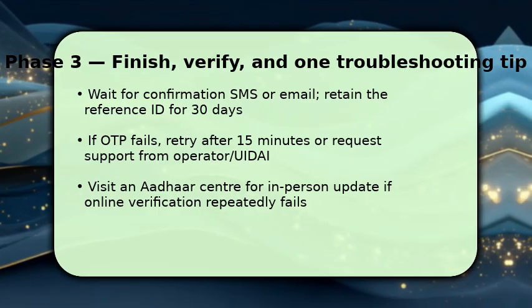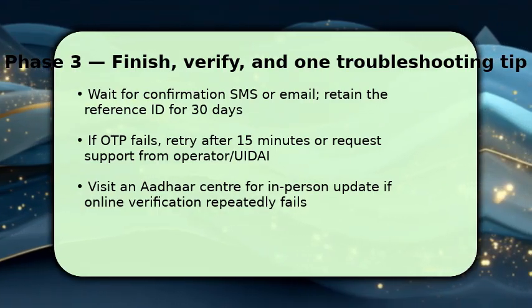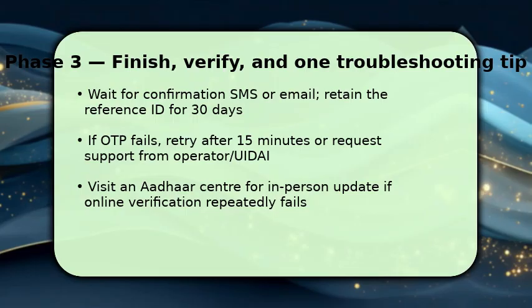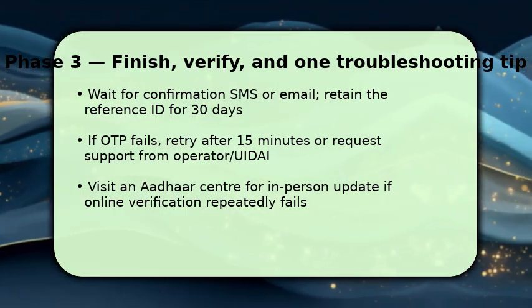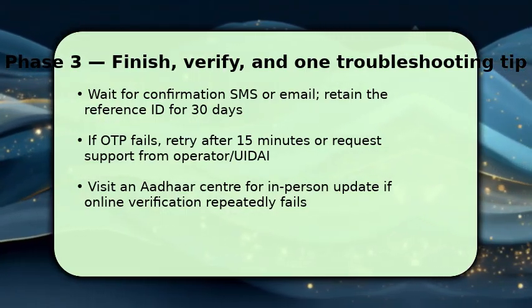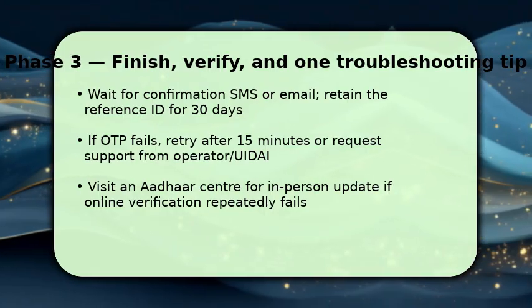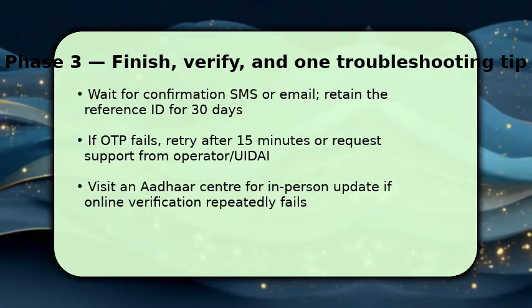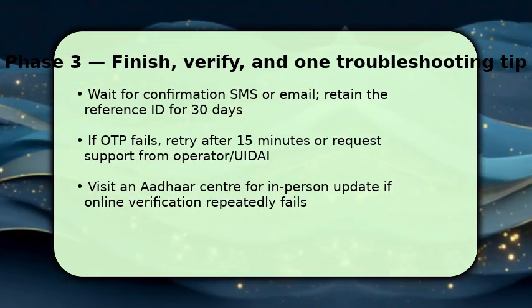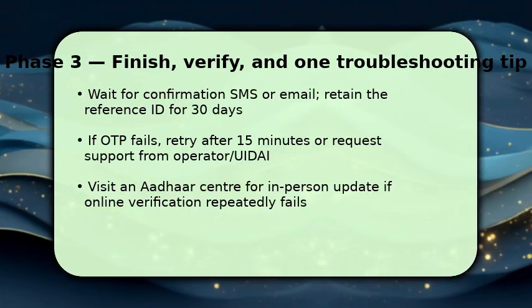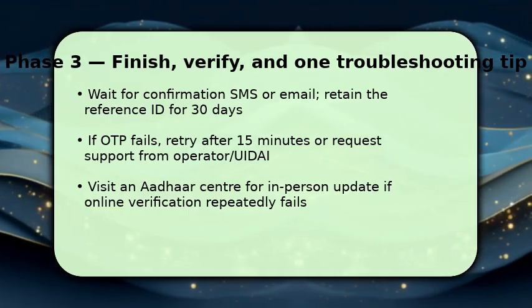If you don't get a confirmation, use the reference ID to check status on the portal and make sure the SMS came from the official sender. If OTPs fail repeatedly, try again after a short interval, restart your device, and contact the operator or UID helpline. If online methods keep failing, visit an Aadhar center for an in-person update.